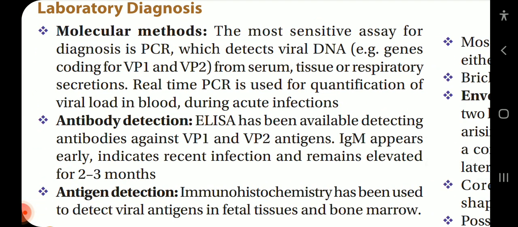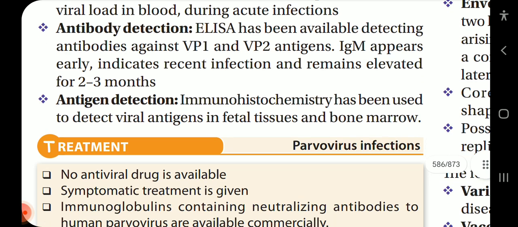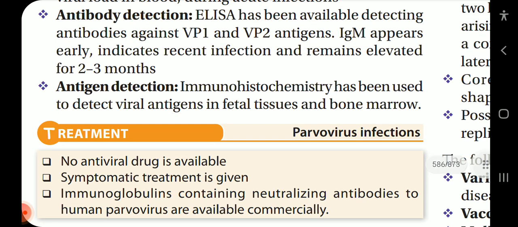The most sensitive assay for diagnosis is PCR, which detects viral DNA, for example genes coding for VP1 and VP2, from serum, tissue, or respiratory secretions. Real-time PCR is used for quantification of viral load in the blood during acute infections. Antibody detection. ELISA has been available detecting antibodies against VP1 and VP2 antigens.